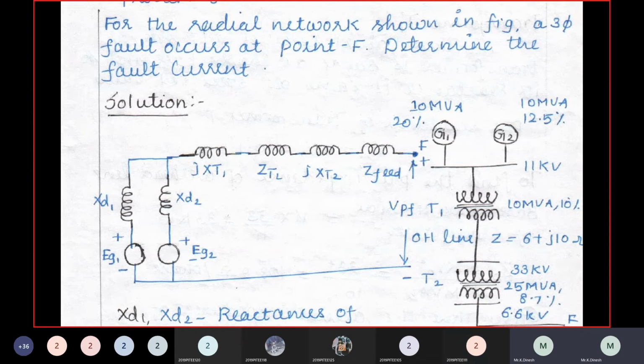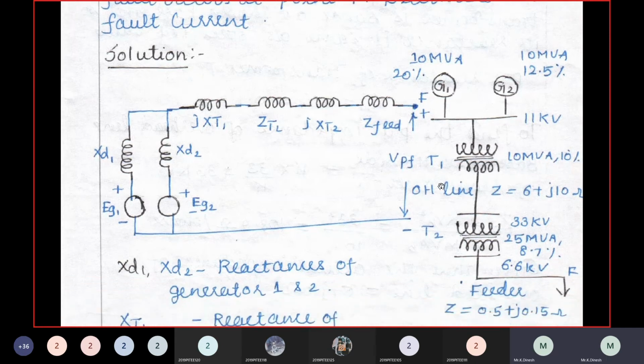Just to complete the problem with this problem. The radial network shown in the figure, the 3-phase fault occurs at point F. Determine the fault current. This question is repeated many times. You have 2 identical generators with different transient reactance values, here 20%, here 12.5%, connected in a common 11 kV bus, G1 and G2 in parallel.